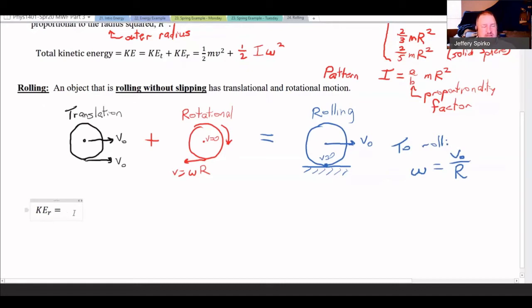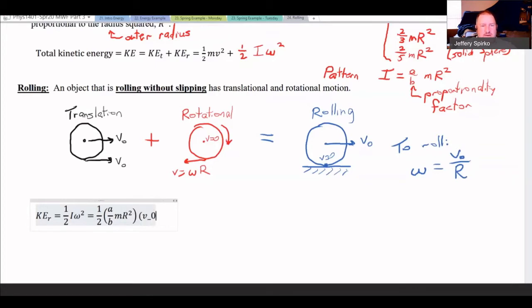So now let's take a look at this kinetic energy of rotation. It's 1/2 I omega squared. And that is 1/2. And let me put in my little pattern formula for I. A over B times mr squared. So that's my I value. And then let me put in my omega value, V naught over R, squared.